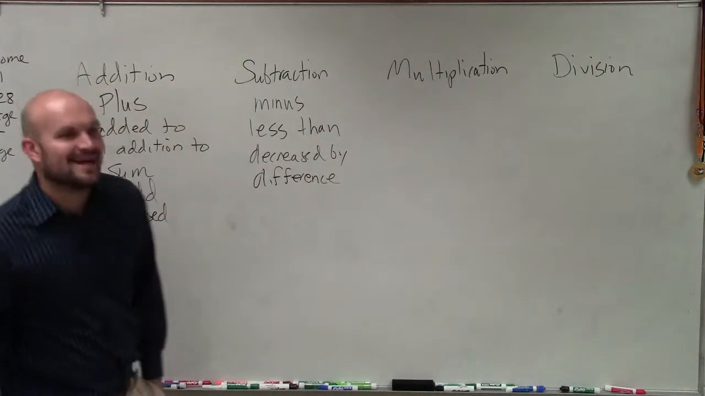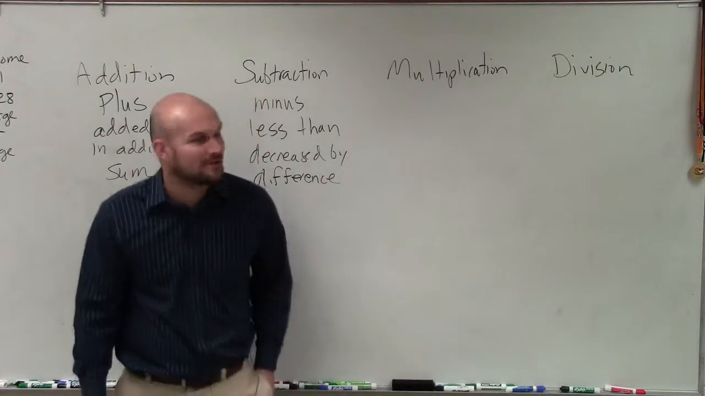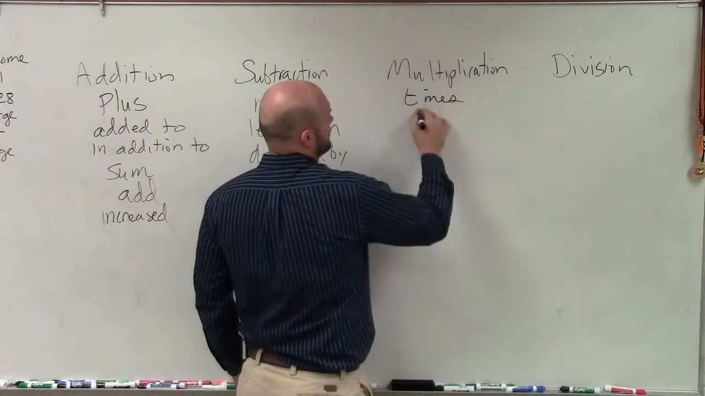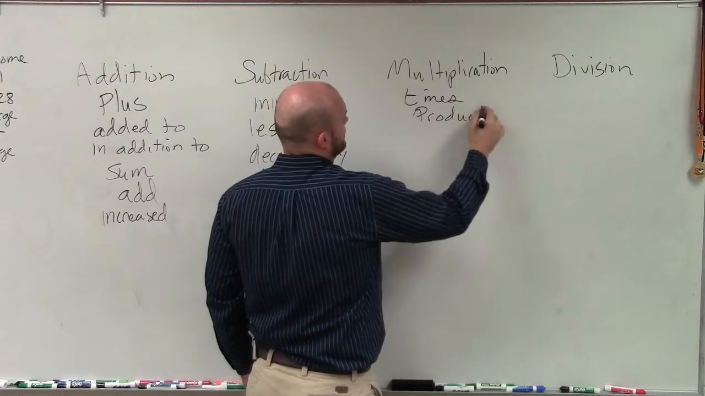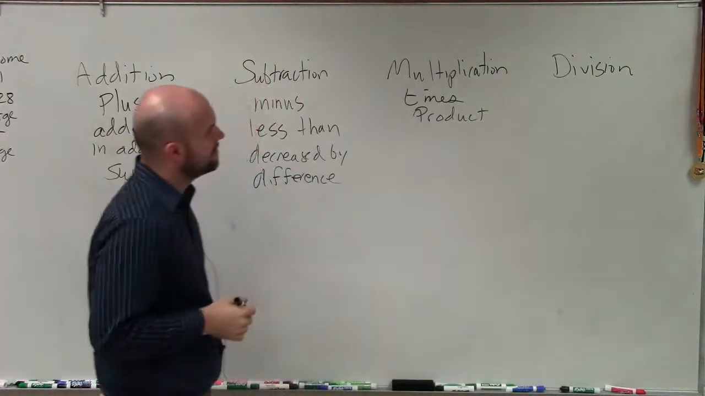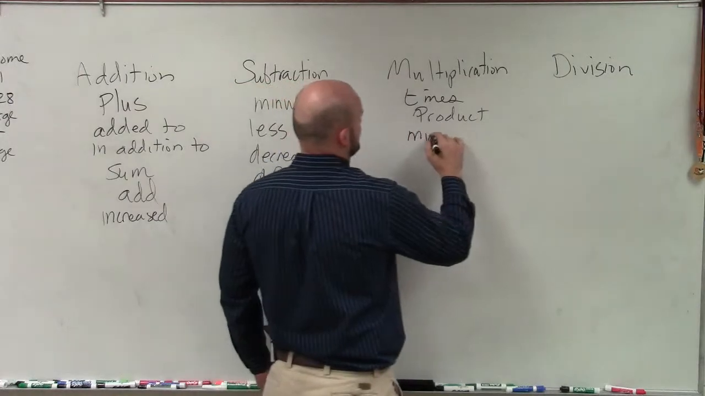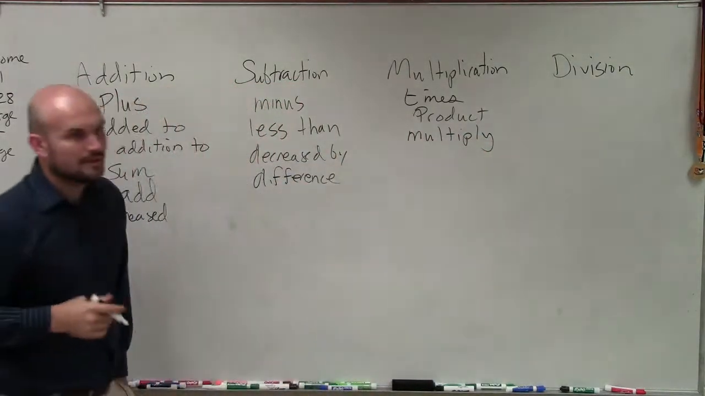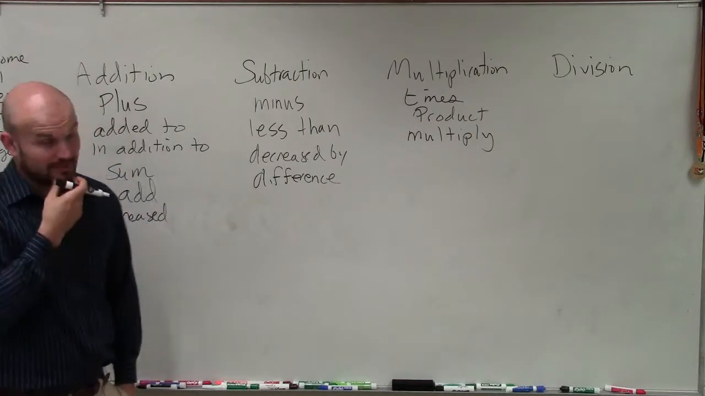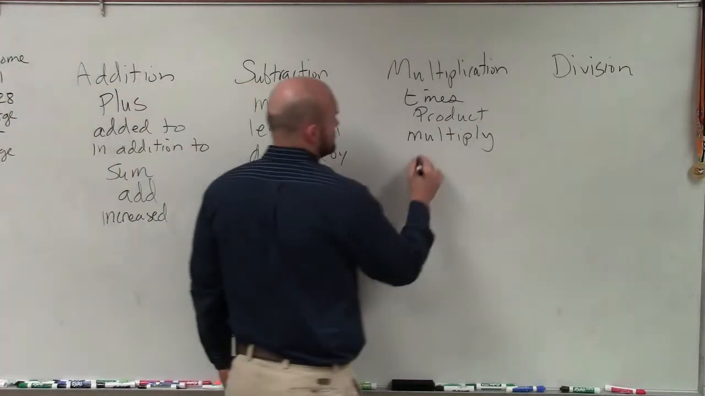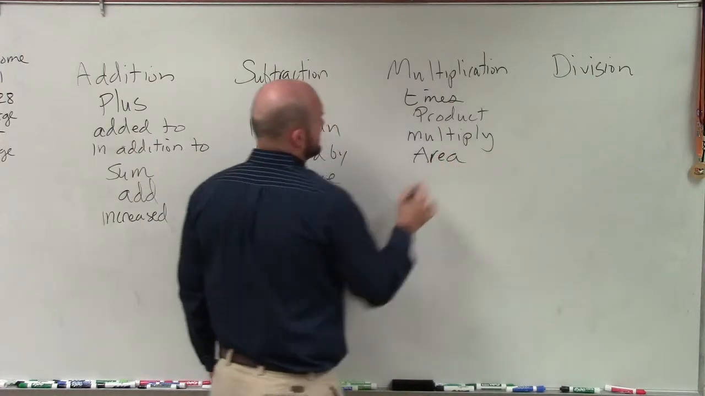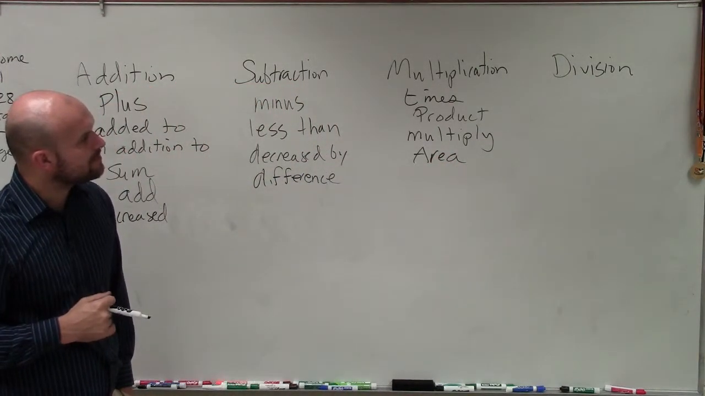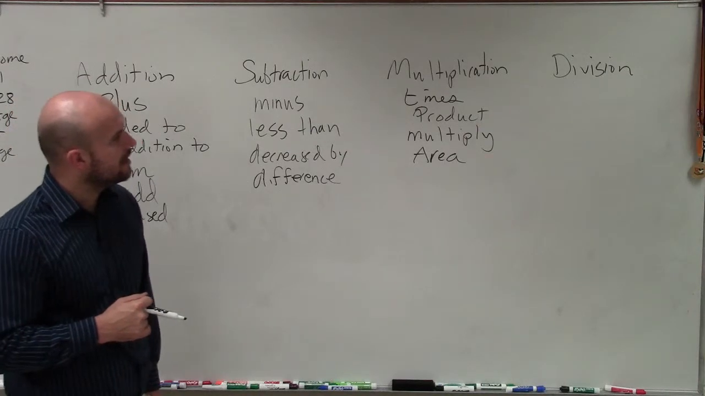OK, multiplication. What else do we have for multiplication? A product. Times. Product. Multiply. Anything else? Well, area is multiplication. Yes. That's exactly what we're doing. We're finding area. Times, product to identify. Yes, everything.